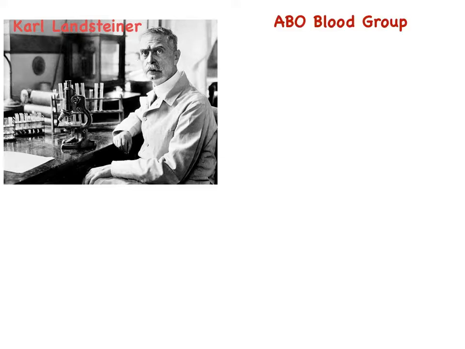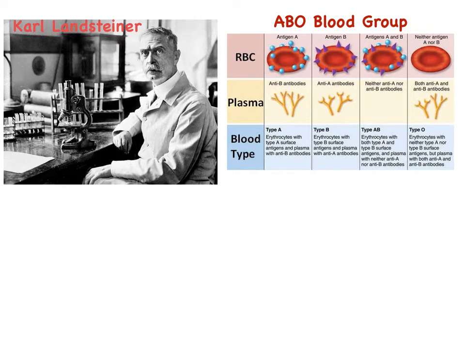Briefly, I have shown the ABO blood group in the form of a table. Three things you remember: the antigen that is being carried on the RBC, the antibodies in the plasma, and what kind of blood type it gives rise to. In the ABO system, there are four types of individuals, that means four different types of blood groups: the A blood group, the B blood group, the AB blood group, and the O blood group.